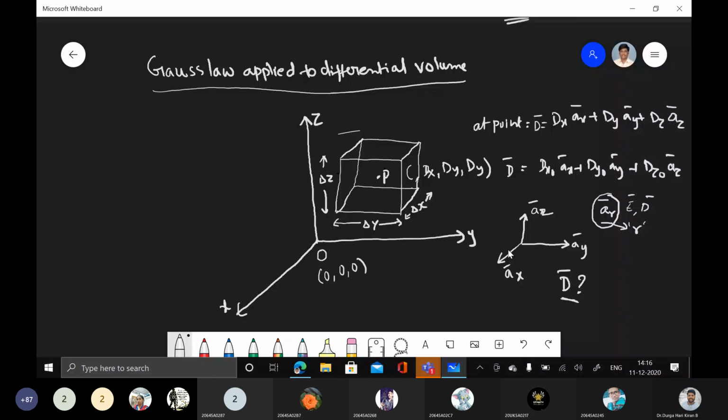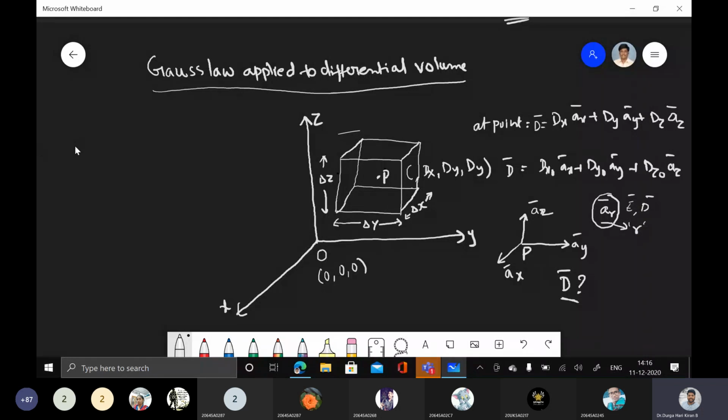The difference between the earlier cases and this case is that earlier we considered only one unit vector. Here, at the point P, we have three unit vectors, which means there are three effects. Due to the three effects, what will be the total differential electric flux density? This is what we have to find.